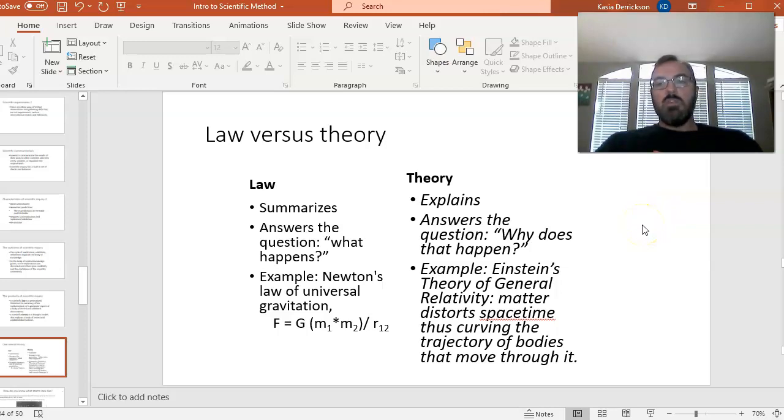In this case, we didn't have a theory for the law of gravity until general relativity a couple hundred years later. That was when Einstein came up with this idea that you're actually distorting space-time. We don't need to get into that. That's more physics. But a theory explains. In this case, you have a theory explaining the law of gravity.